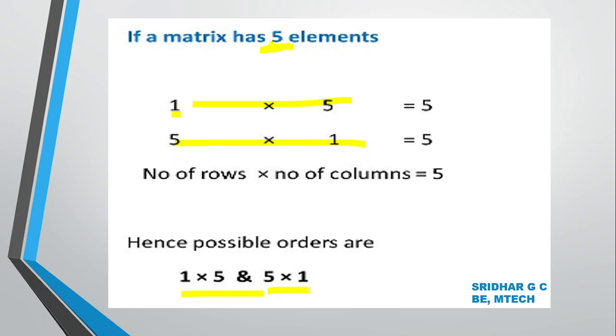That's much easier. If they ask another question with 6 elements, 6 is a multiple of 2 and 3. So it can be 2 cross 3 or 3 cross 2, and 1 cross 6 and 6 cross 1. Right? Possible orders will increase. So it depends on the number of elements. If it is a prime number, we will get only a few. If it is an even number, we should check the multiples of that number.